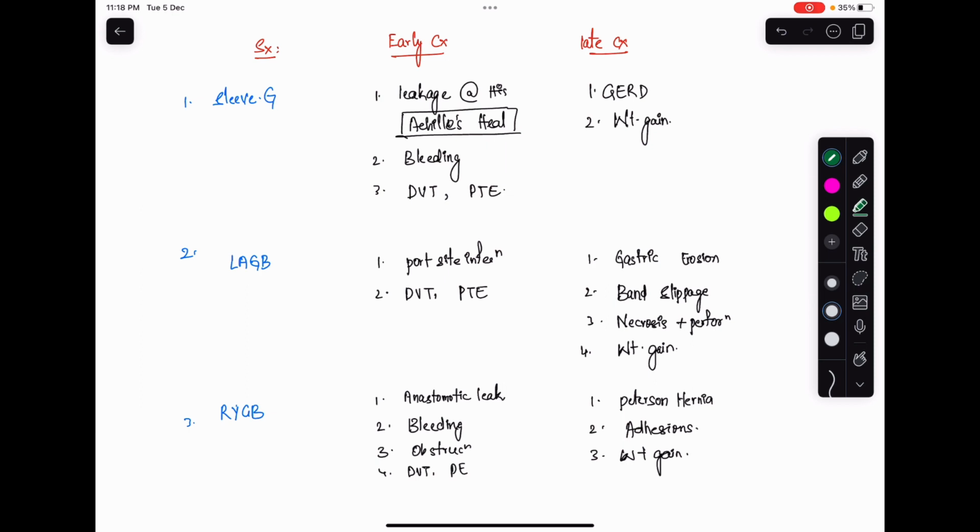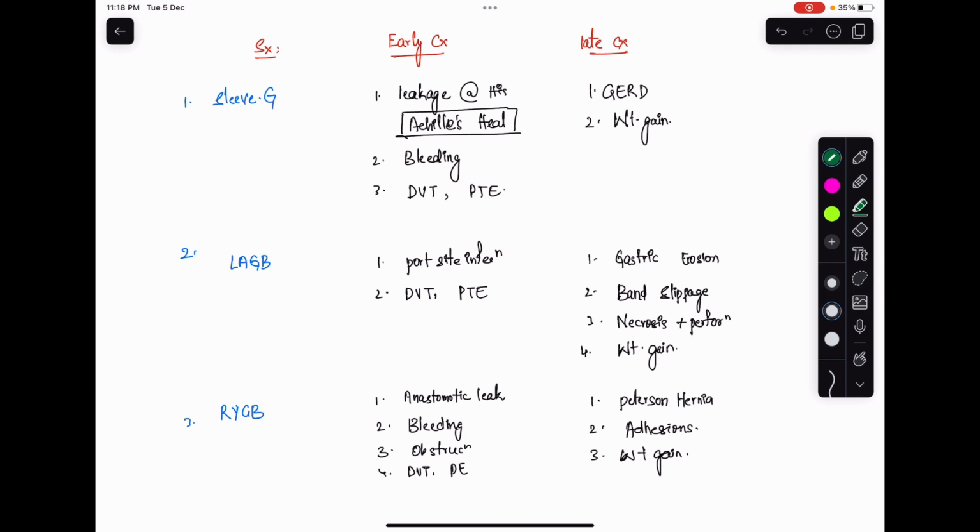For laparoscopic adjustable gastric banding, it may cause port site infection. We have inserted a subcutaneous port in these patients so that we can adjust the pressure of the gastric band. So it may get infected and cause port site infection. And the second early complication includes deep vein thrombosis and pulmonary thromboembolism. Late complications include gastric erosion. Because of the continuous pressure by the band on the stomach, it may cause gastric erosion, and if this sustains, it may cause necrosis of that area followed by perforation, and it may also cause weight gain.